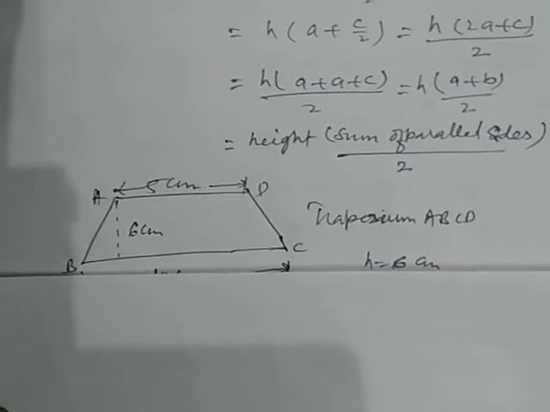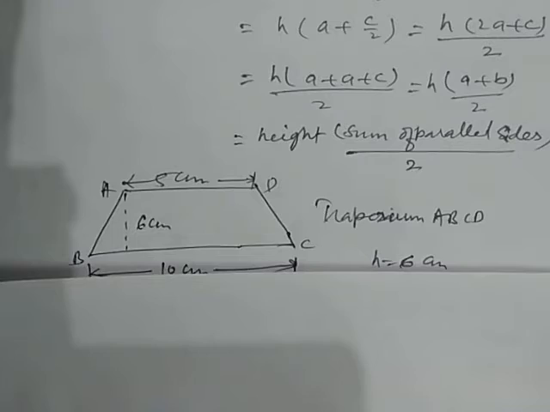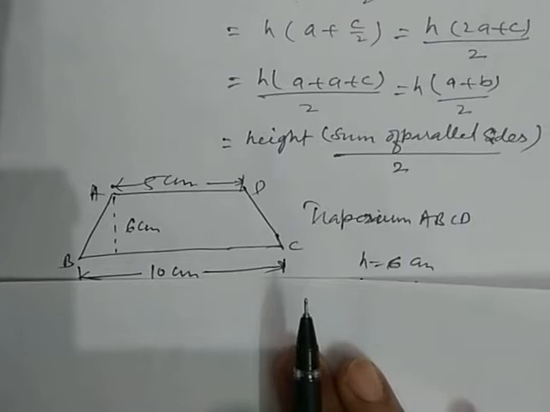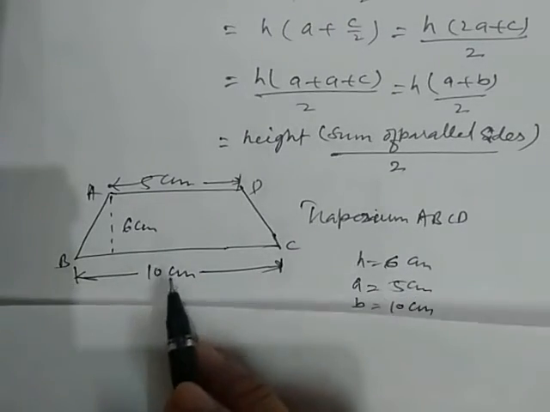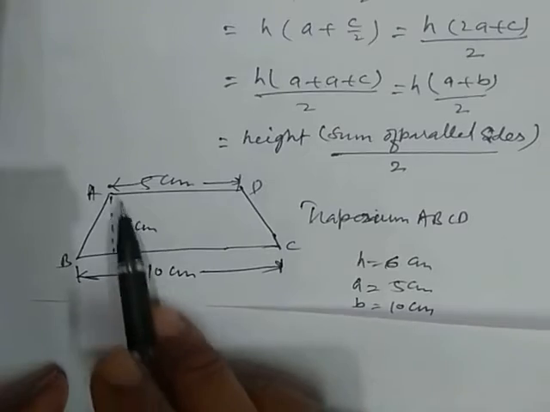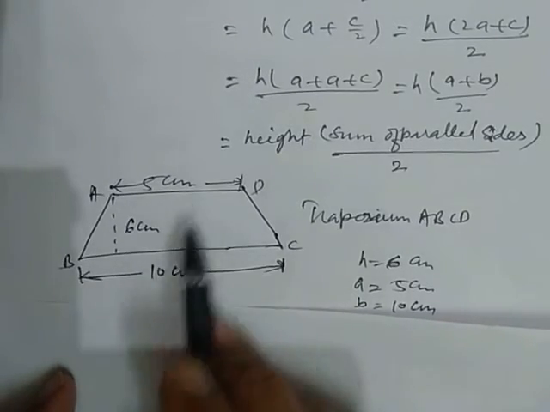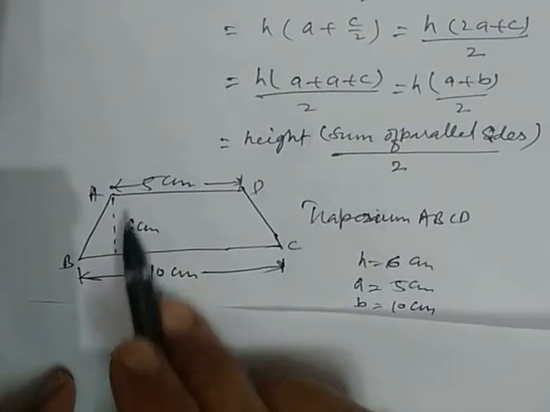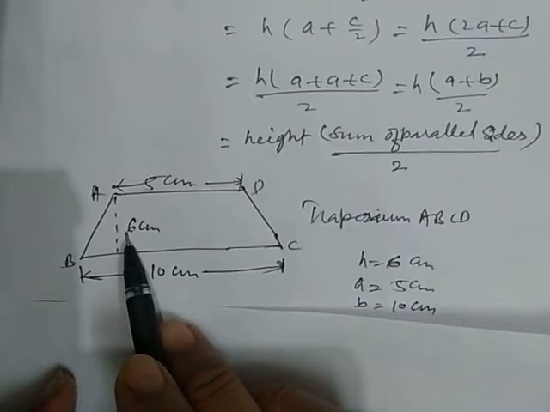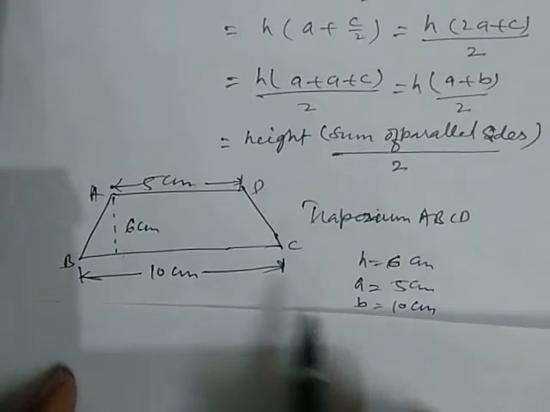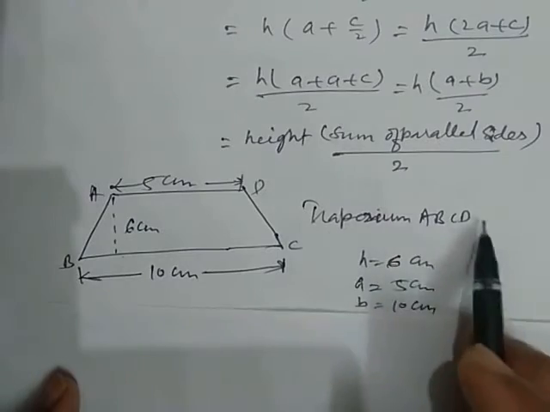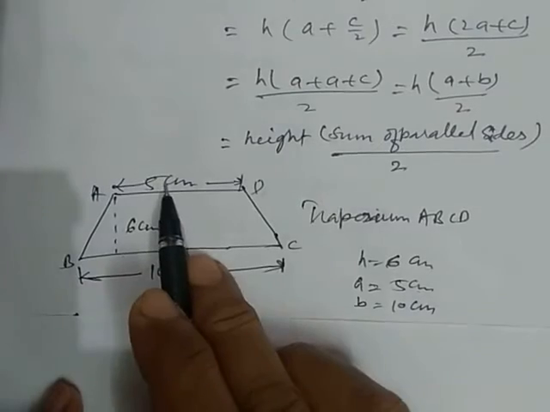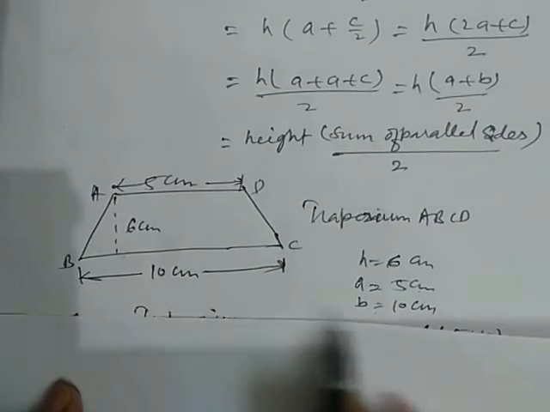Now here we take an example. This is a given trapezium. Parallel sides are 5 centimeter and 10 centimeter, and the distance between the parallel sides, which is the height, is 6 centimeter. So in this trapezium ABCD, h is 6 centimeter, a is 5 centimeter, and b is 10 centimeter.